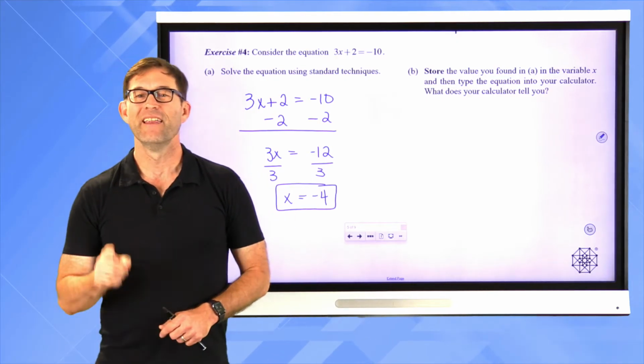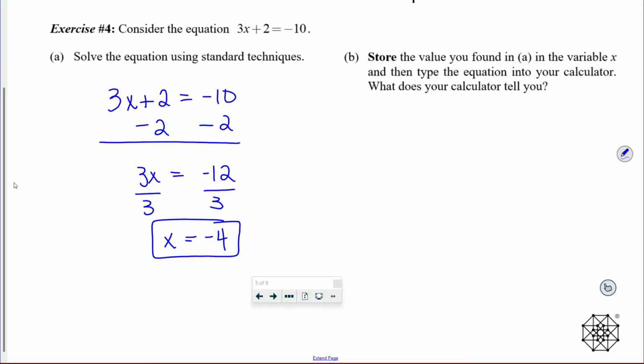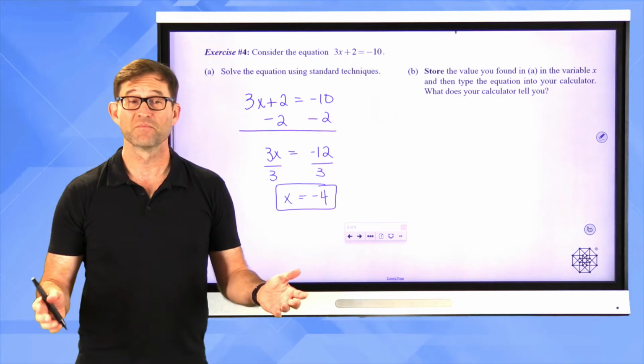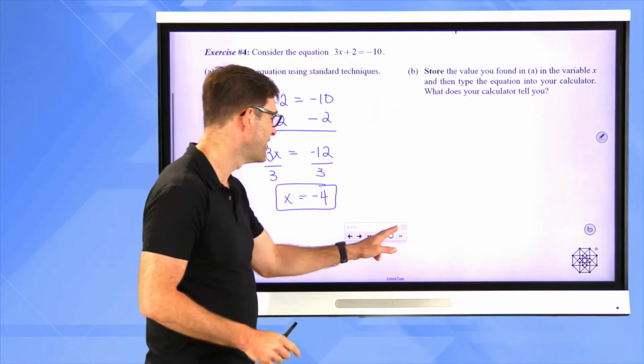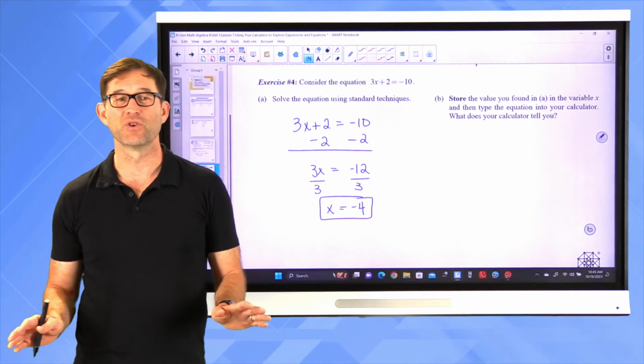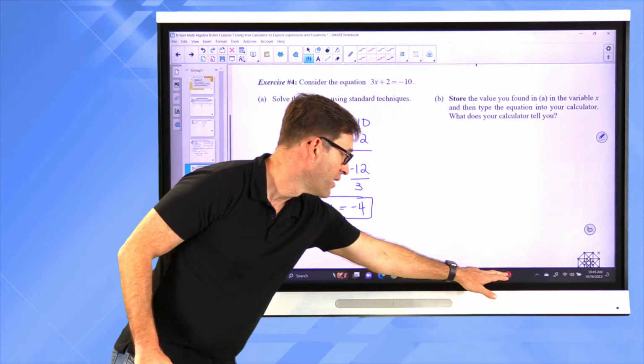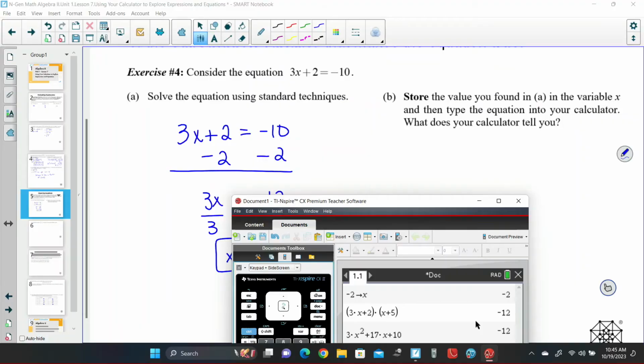All right, now let's take a look at letter B. Store the value you found in A in the variable x, and then type the equation into your calculator. What does your calculator tell you? All right, awesome. Let's take a look at this. I love this feature of graphing calculators. So let's bring our calculator out.